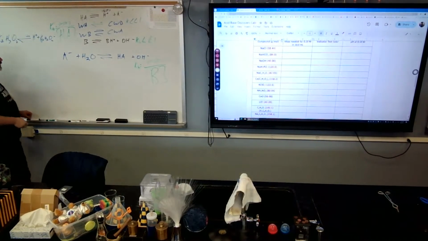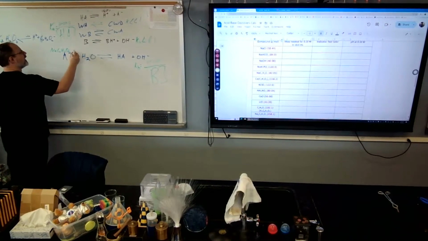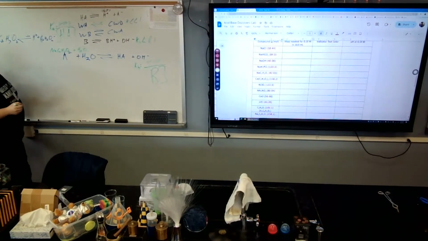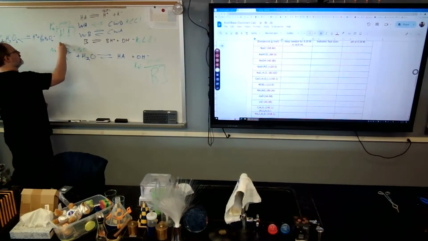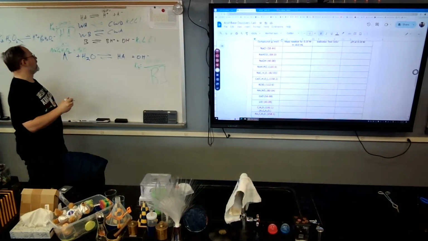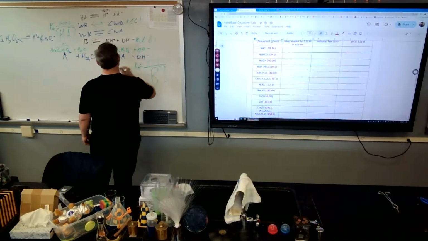But if you put in something like sodium acetate, you take NaC2H3O2 and add that to H2O, the anion tries to form the undissociated molecule. In other words, the anion, which is just A minus, grabs a proton to form HC2H3O2 and hydroxide.